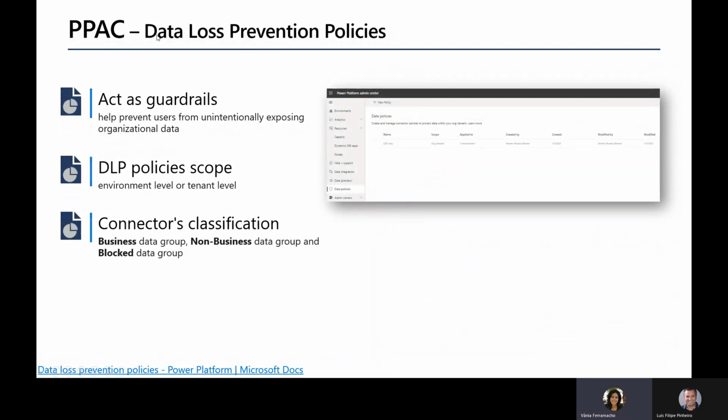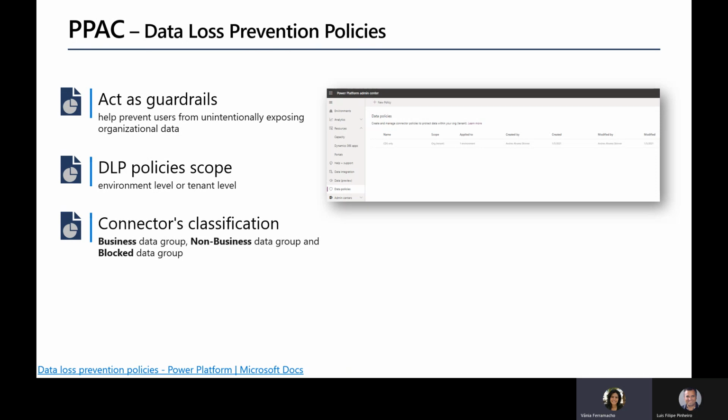Here, PPAC data loss prevention policies. So the DLP policies are created in the Power Platform Admin Center. They affect Power Platform canvas apps and flows, Power Automate flows. To create a DLP policy, you need to be a tenant admin or have the environment admin role. You can create DLP policies that can act as guardrails to help prevent users from unintentionally exposing organizational data.